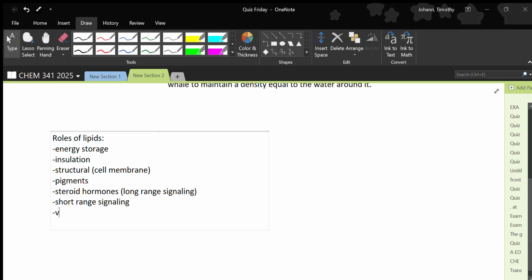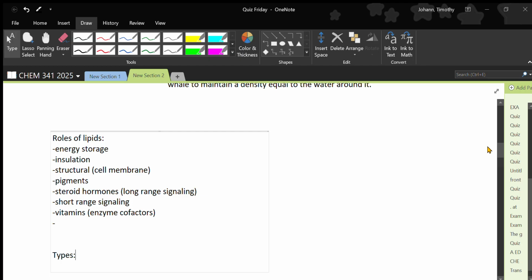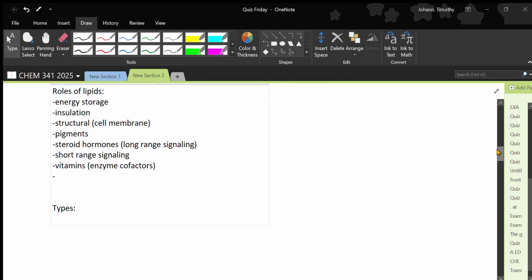You can use them as vitamins. You've got a number of fat-soluble vitamins, and these generally end up being used as enzyme cofactors, or coenzymes, depending on what field you're in. If you're doing medical stuff, like looking at your MCAT, they're probably going to be calling them coenzymes. Those are the roles we're going to talk about, and so let's talk about the various types of lipids that do those roles. A given type of lipid may have more than one role.